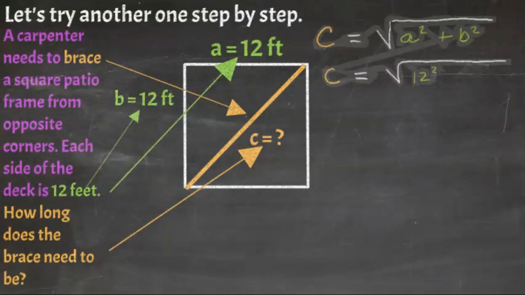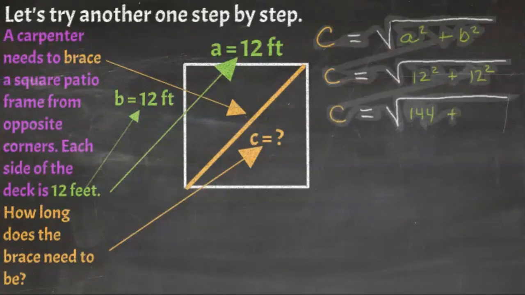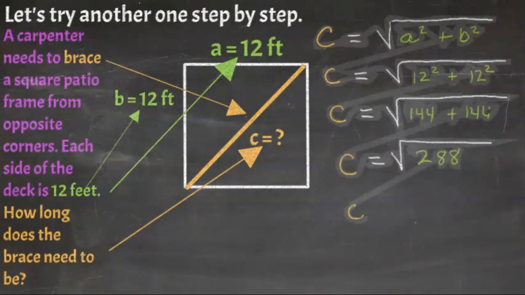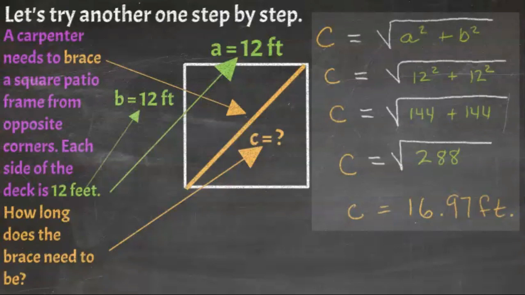So we fill in numbers. C is equal to the square root of 12 squared plus 12 squared. That makes C equal to the square root of 144 plus 144. That makes C equal to the square root of 288. And that makes C equal to 16.97 feet. Again, I rounded it to the nearest hundredth. So good job if you could follow along with that.